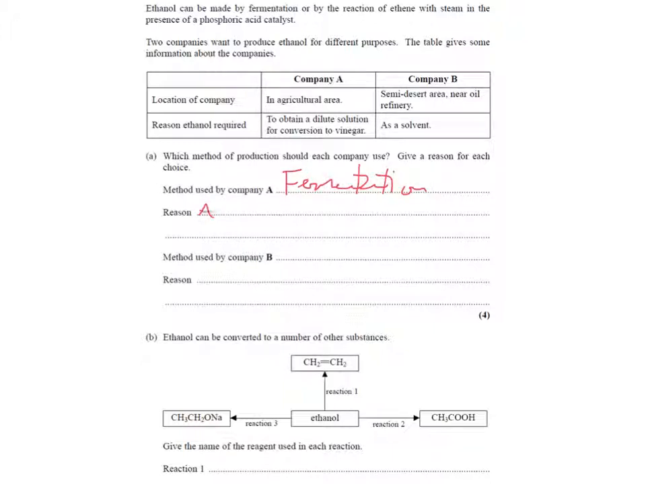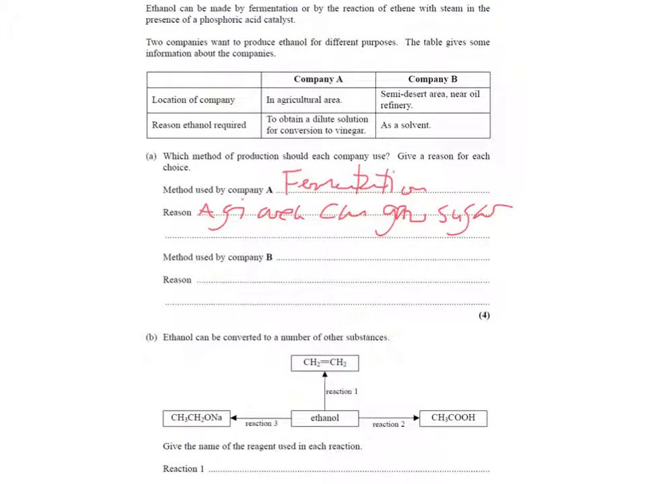Company A, because it's in an agricultural area, is probably better off using fermentation, principally because the agricultural area can grow the sugar, which is the raw material used in fermentation. Now, Company B isn't near an agricultural area. It's in a semi-desert area, so it's probably not a very good place for growing sugar. And they're going to use the ethanol as a solvent, so we'd want very pure ethanol. Fermentation only produces a solution which is 15% ethanol.